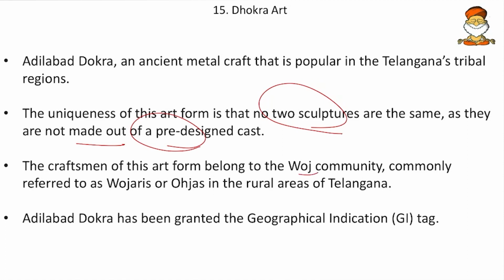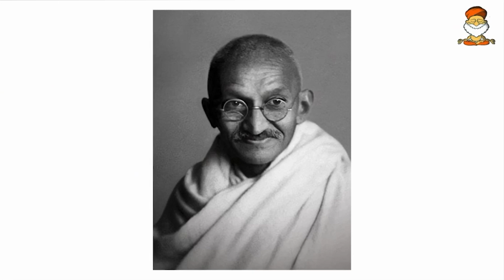And the craftsmen of this art belong to the Oj community, commonly referred to as the Ojaris or Ojas in rural areas of Telangana. So remember, these Ojas are not the Ojhas of North India. Then Adilabad Dhokra has been granted the geographical indication tag. So this is a geographical indication tag of Telangana state. So this is all for today.